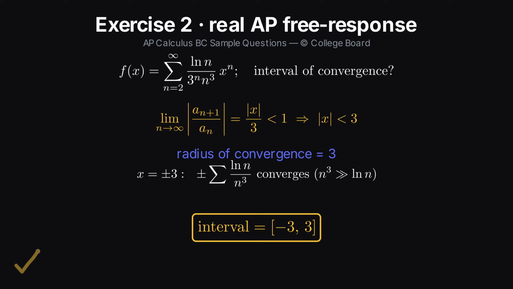At x equals 3 and x equals -3, the series becomes plus or minus the sum of log n over n cubed, and that converges, because n cubed completely overwhelms log. Both endpoints are included, so the interval of convergence is the closed interval from -3 to 3.